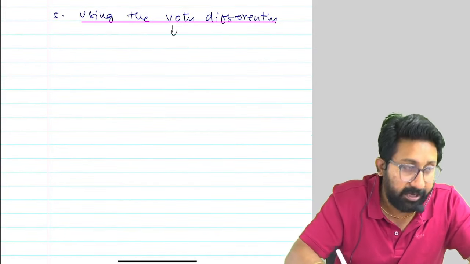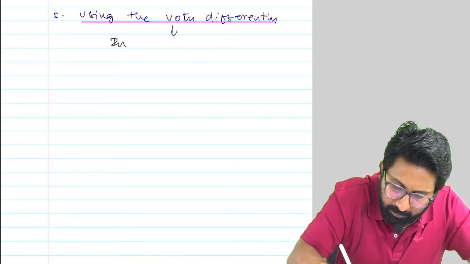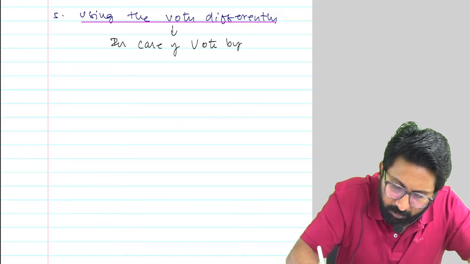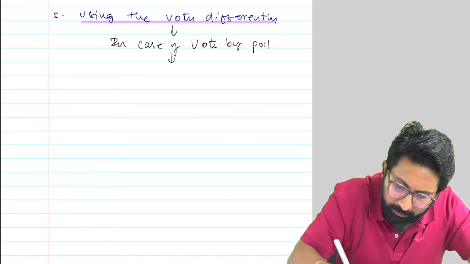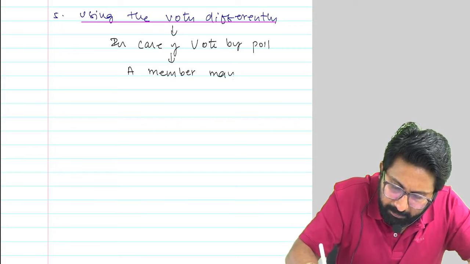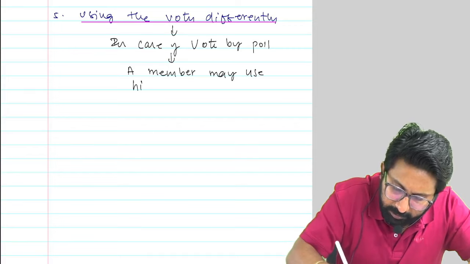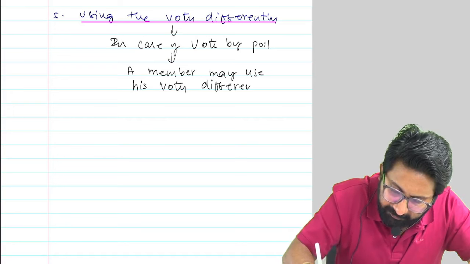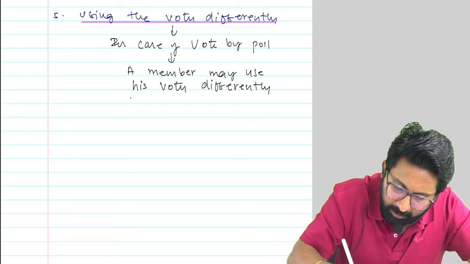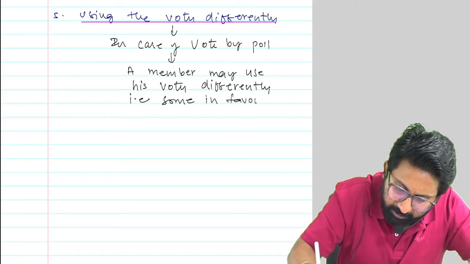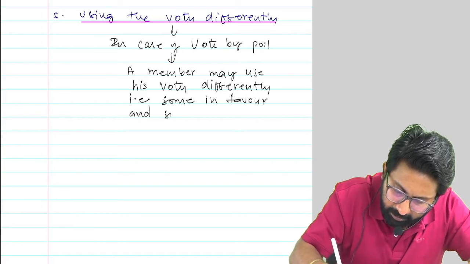Using the votes differently. In case of vote by poll, a member may use his votes differently, that is, some in favor and some against.